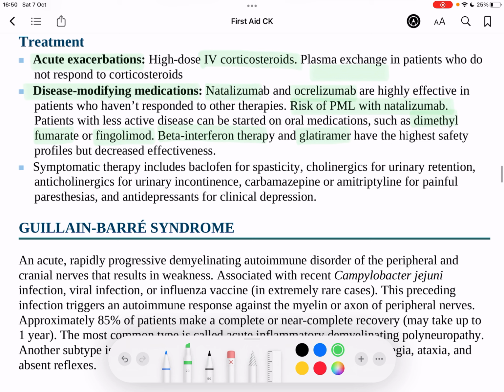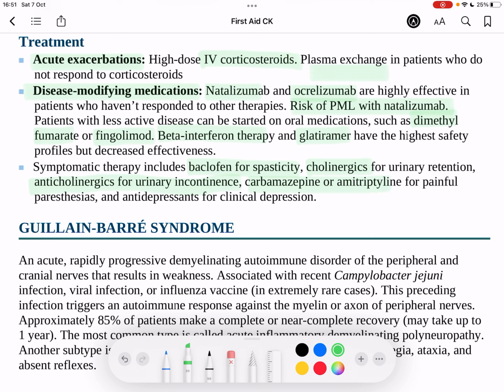Just in terms of some other symptomatic therapies, this is not so important for the boards, but we can give things like baclofen if the patient has spasticity. If somebody's got urinary retention, of course, I can give things like cholinergics for them. Anticholinergics can be given for patients who have the opposite of retention and have incontinence. So this would be maybe oxybutynin.